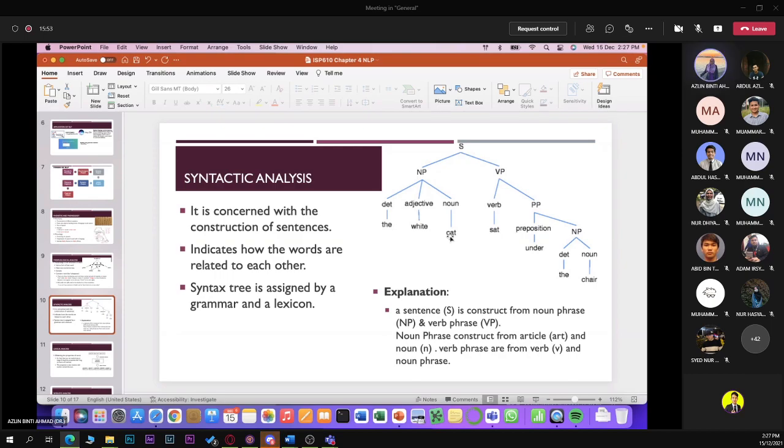And noun phrase, the white cat, you boleh bahagi-bahagikan lagi. So the falls under which category? White falls under which category, and cat? So itu syntactic analysis.